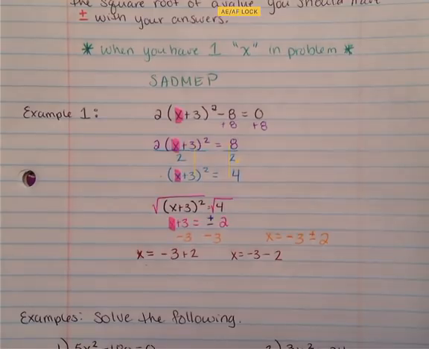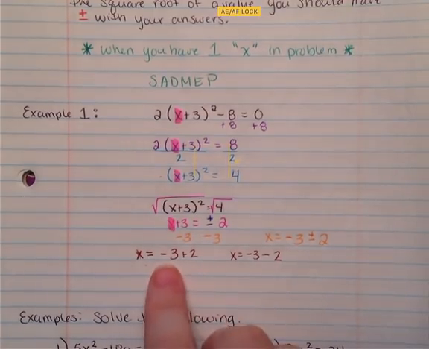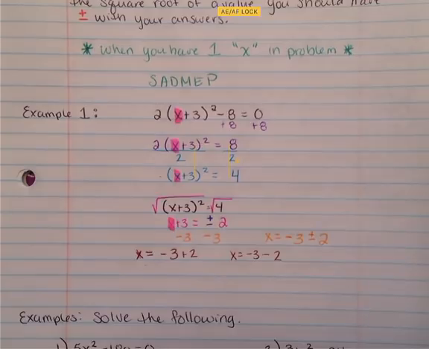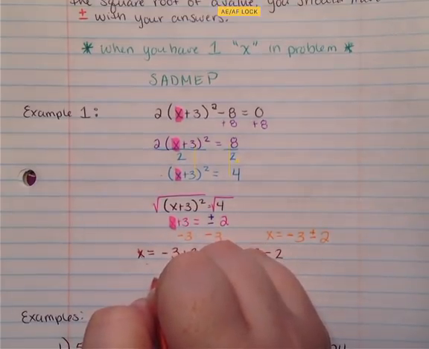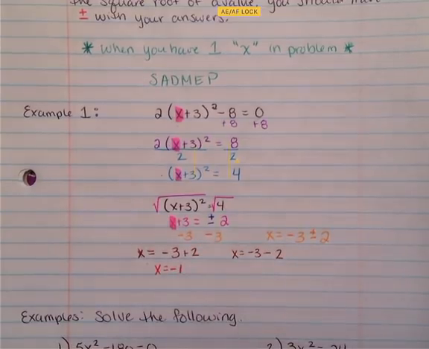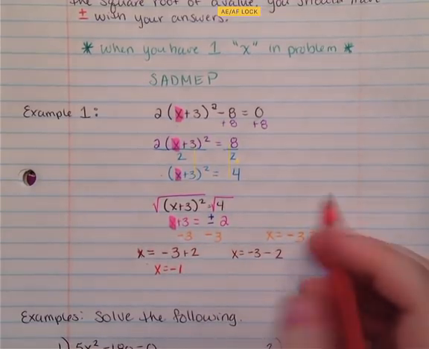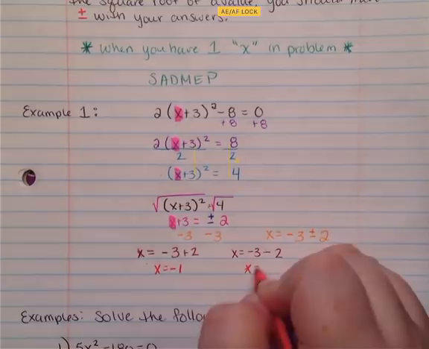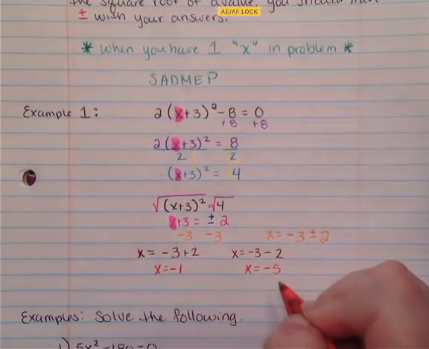Now that we have them separated, these are just rational numbers, so we can combine them. So negative 3 plus 2, x is equal to negative 1. Then we have negative 3 minus 2, so that's x equals negative 5.